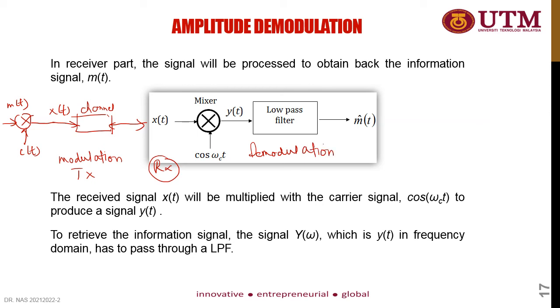The modulated signal will be multiplied again with c(t), having the frequency of omega c, and then the signal will be passed through a low pass filter so that the lower frequency component will be selected and the higher frequency component will be removed from the system. At the end, the original signal will be recovered.